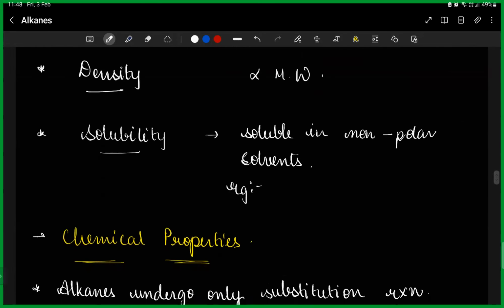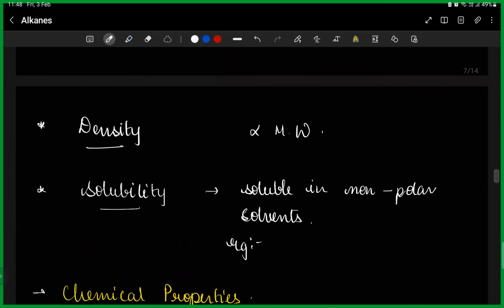Now, the density of alkanes is directly proportional to molecular weight, and then solubility. Alkanes are soluble in non-polar solvents, which are solvents where C-C bonds are present, for example benzene or kerosene.